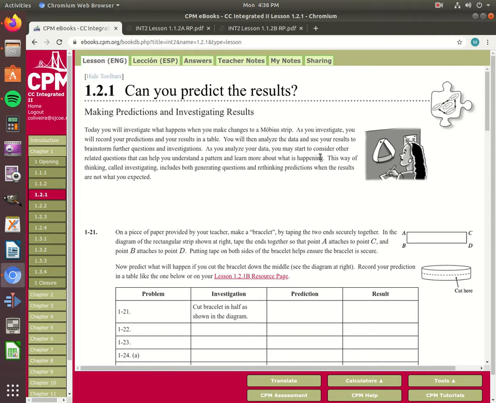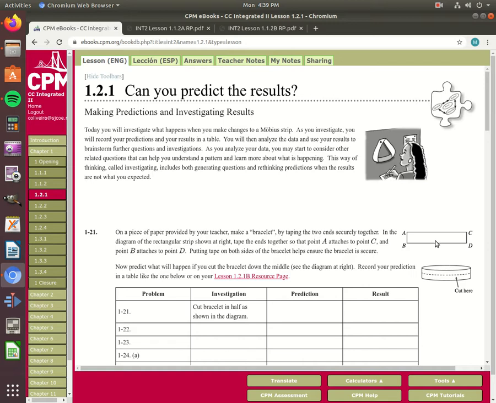Of an interesting lesson, but will not make nearly as exciting of a video. So, making predictions and investigating results. Today you will investigate what happens when you make changes to a Mobius strip, and I'll tell you, it's kind of a fun lesson to do in class. Mobius strips are kind of neat.